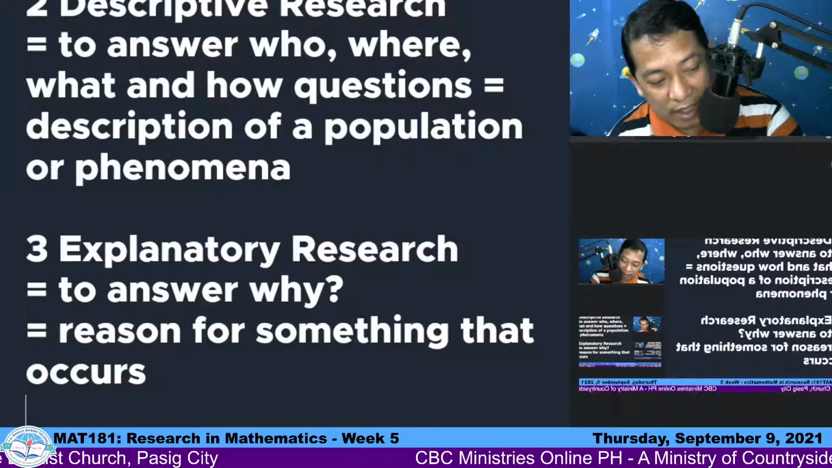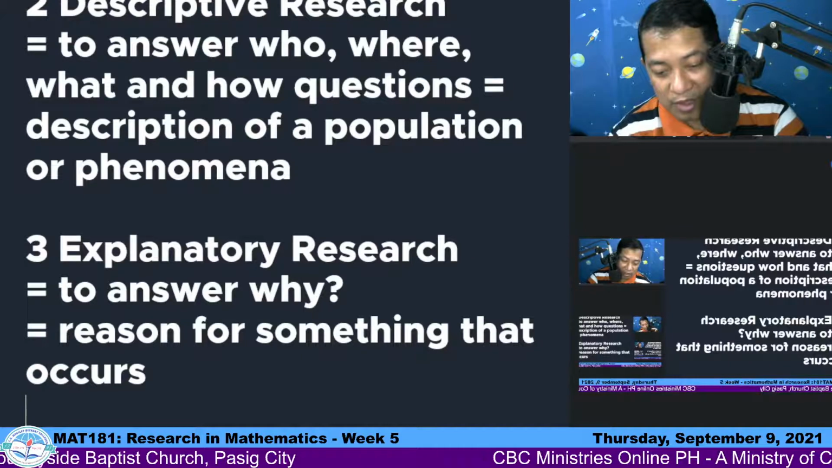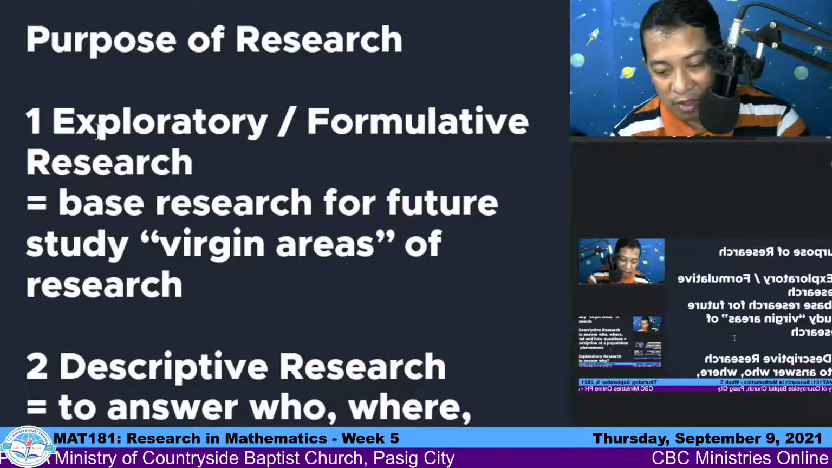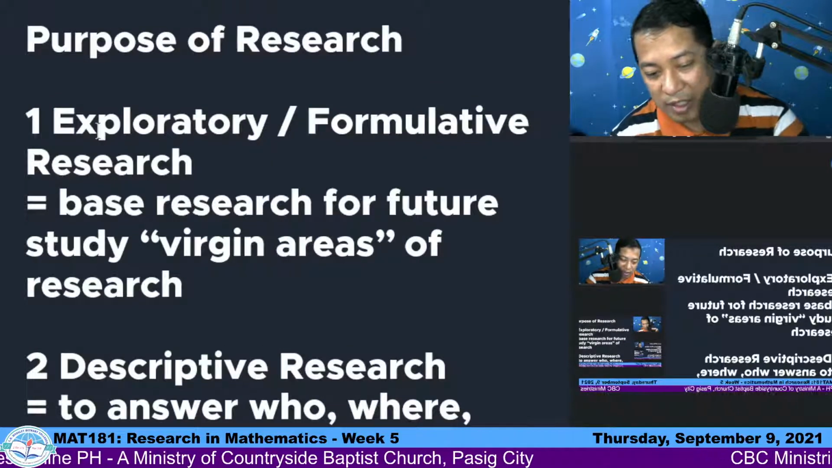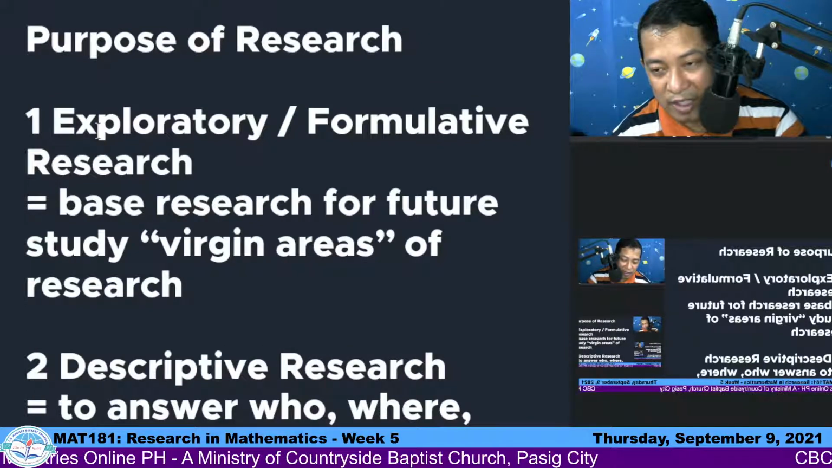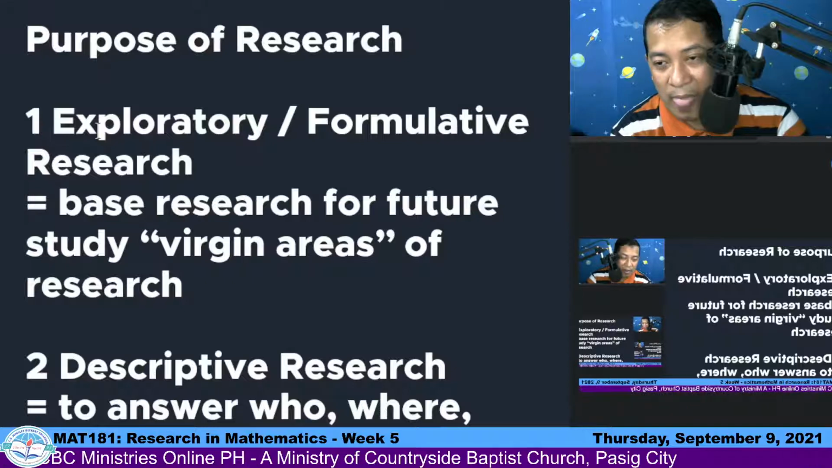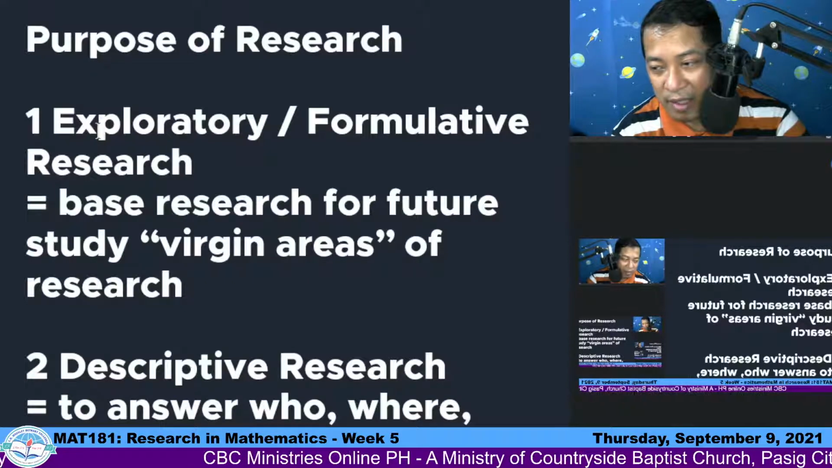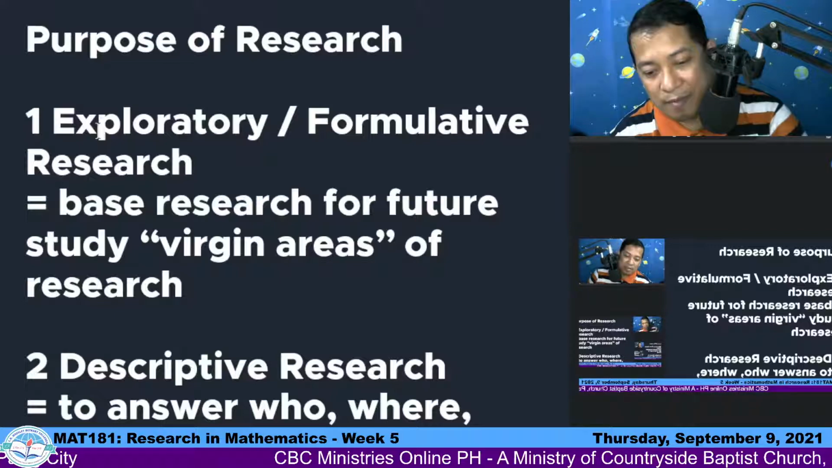Ayan po yan. Okay? And then there are other purposes of research for this matter. Pero normal ang exploratory and formulative is more on the graduate studies. Lalo na in my case, my doctoral level, I have this formula.